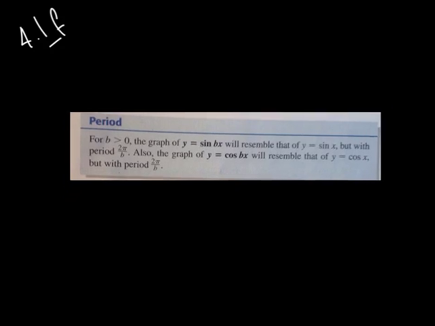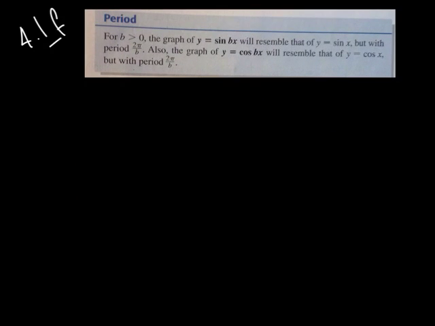So continuing the battle with 4.1, here is a summary of what we were talking about as far as a period is concerned. This is taken off the middle page of 137. The graph y equals the sine of bx will resemble that of y equals the sine of x. It will look similar to it.